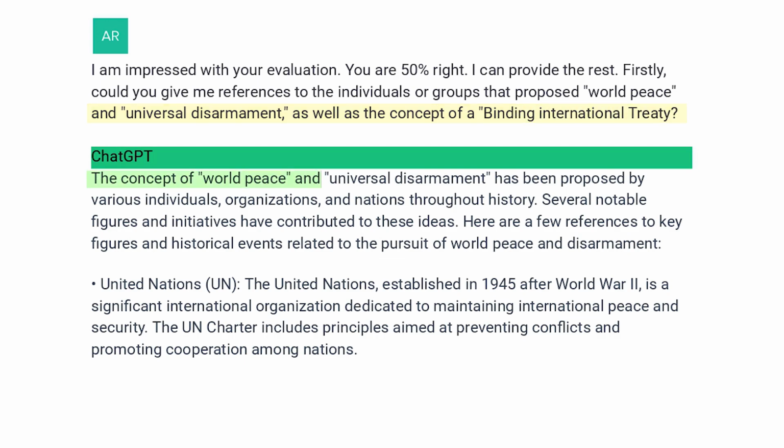The concept of world peace and universal disarmament has been proposed by various individuals, organizations, and nations throughout history. Several notable figures and initiatives have contributed to these ideas. Here are a few references to key figures and historical events related to the pursuit of world peace and disarmament. United Nations. The United Nations, established in 1945 after World War II, is a significant international organization dedicated to maintaining international peace and security. The UN Charter includes principles aimed at preventing conflicts and promoting cooperation among nations.